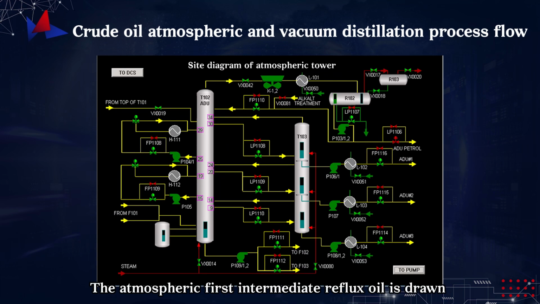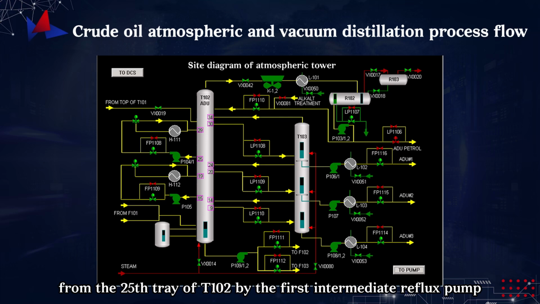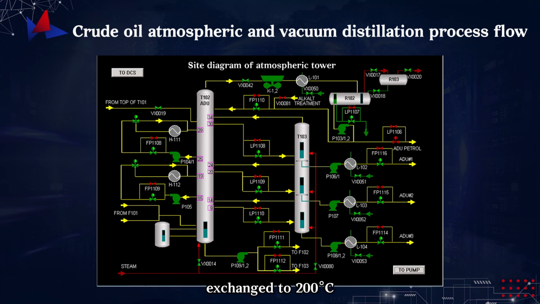The atmospheric first intermediate reflux oil is drawn from the 25th tray of T102 by the first intermediate reflux pump, exchanged to 200 degrees Celsius, and returned to the 29th tray of the atmospheric tower. The atmospheric second intermediate reflux oil is drawn from the 15th tray of T102 by the second intermediate reflux pump, exchanged to 275 degrees Celsius, and returned to the 19th tray of the atmospheric tower.